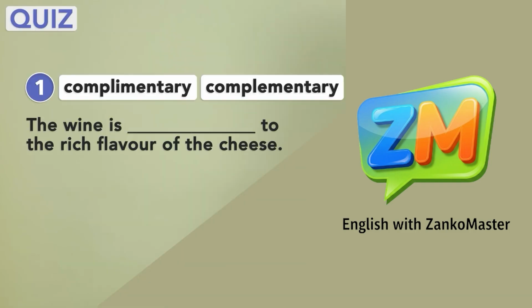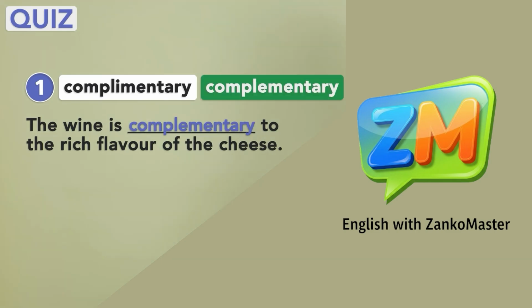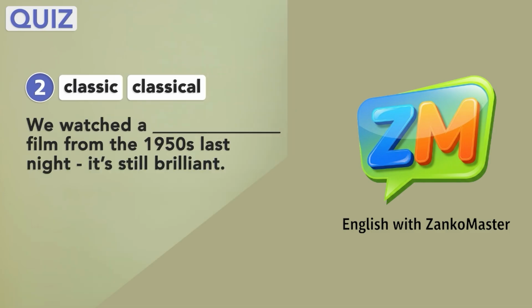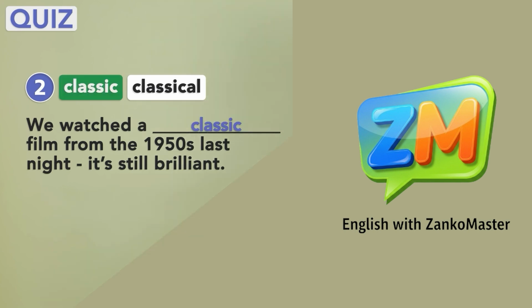Number 1. The wine is blank to the rich flavor of the cheese. Is it complimentary with I or complementary with E? It should be complementary with an E because the wine and cheese go well together. Number 2. We watched a blank film from the 1950s last night. It's still brilliant. Classic or classical? It should be classic. The film is high quality and timeless.